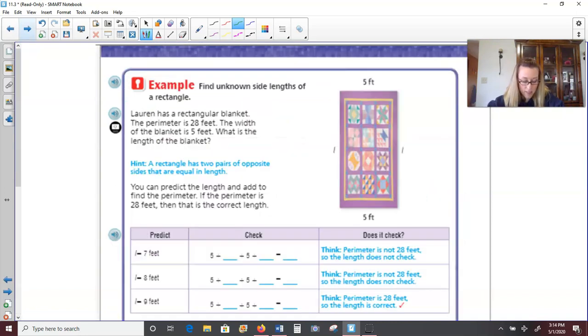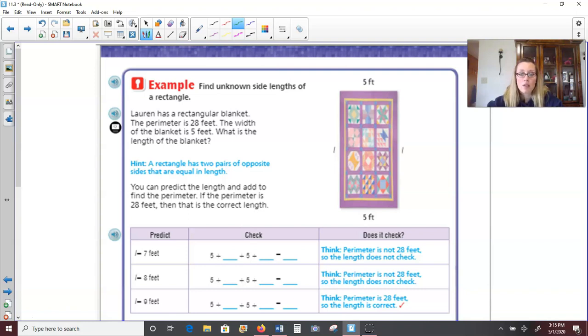It's page 638, the next example. Find the unknown side lengths of a rectangle. So rectangles are a little different because we know from our Polygon chapter on rectangles that opposite sides are equal. So sometimes we'll have to keep that in mind, that if we know the length of one side, we know the length of its opposite side.